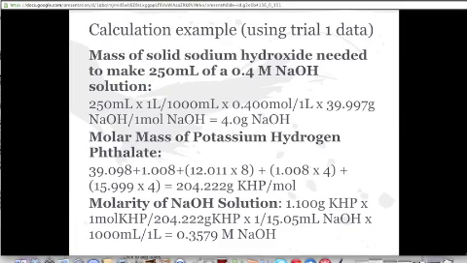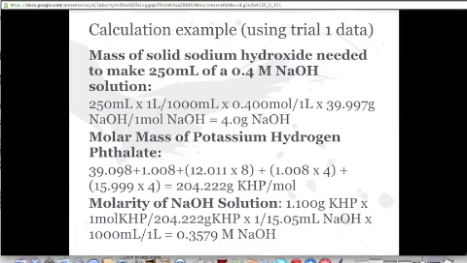At this time, we will talk about the calculations involved in this lab. So first, given that we have to make 250 milliliters of a 0.4 molarity sodium hydroxide, we can calculate this. We could calculate the mass of solid sodium hydroxide needed to make such a solution by the equation below, which involves, first of all, the given 250 milliliters of the whole solution.